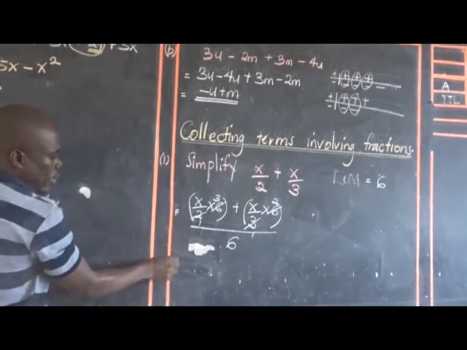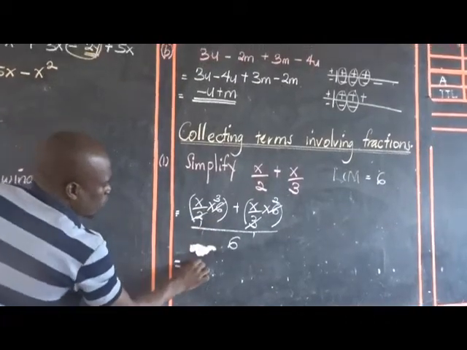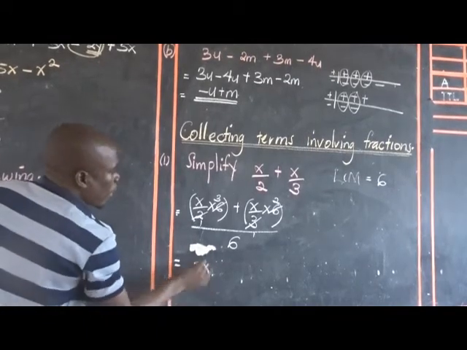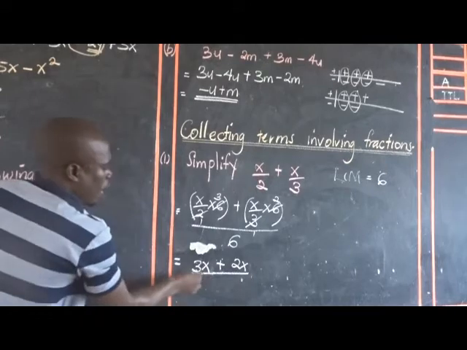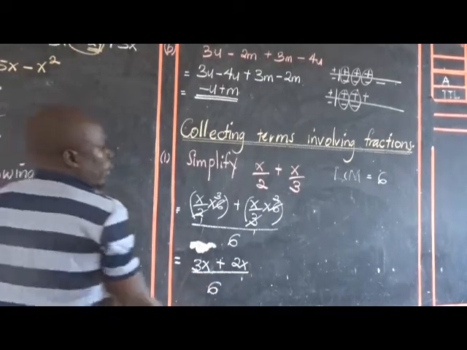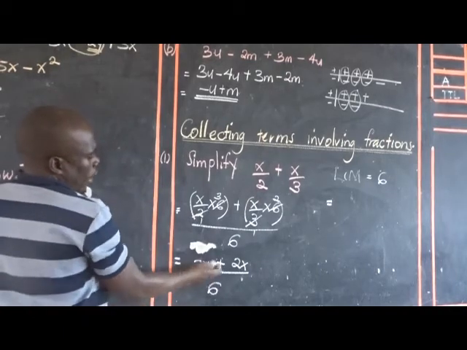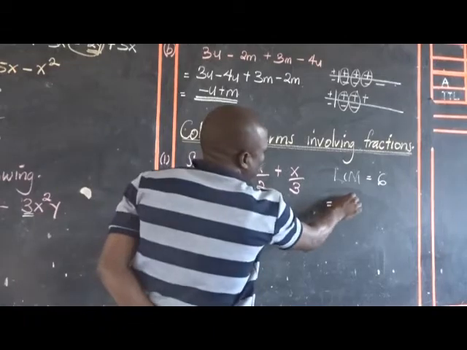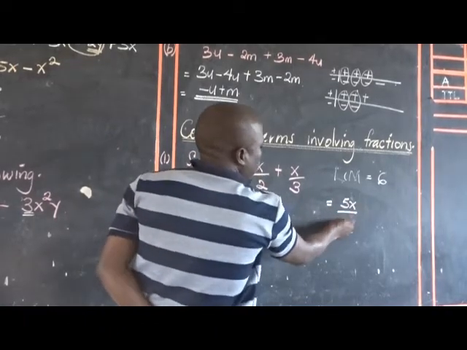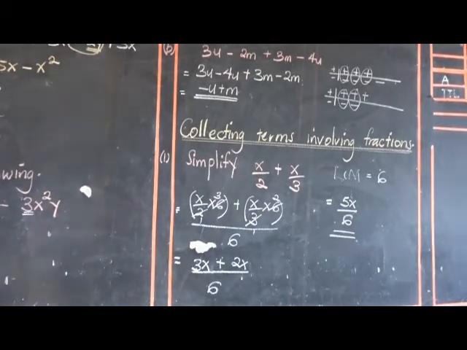So which is equal to, this is 3 times x, we begin with 3, and have 3x plus 2x out of 6. And then these are like terms, so we shall add their coefficients and have 3 plus 2, which is 5x. And this will be out of 6. That will be our final answer.